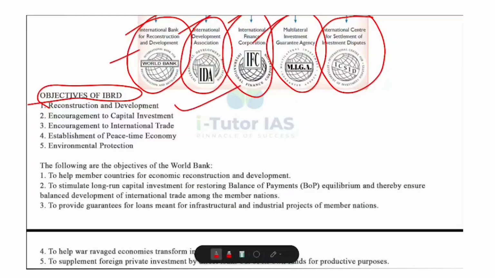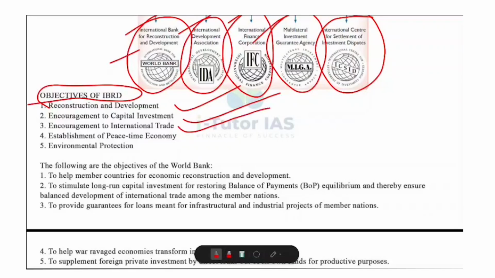Okay. Now, what are the objectives of IBRD? First, reconstruction and development. After the wars or natural disaster, countries need rebuilding of infrastructure like roads, schools and hospitals. So IBRD provides long-term loans to help countries recover and develop their economy. Second, encouragement to capital investment. Development requires funds for projects like factories, power plants and irrigation. And IBRD encourages both public and private investment by providing money, guarantees and technical support.